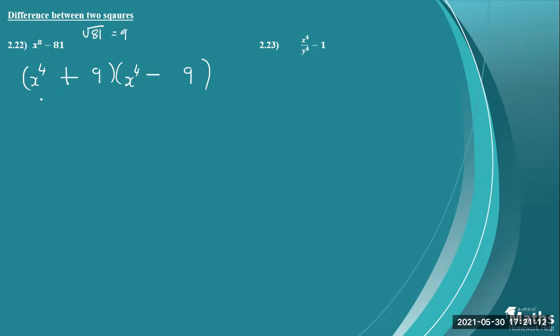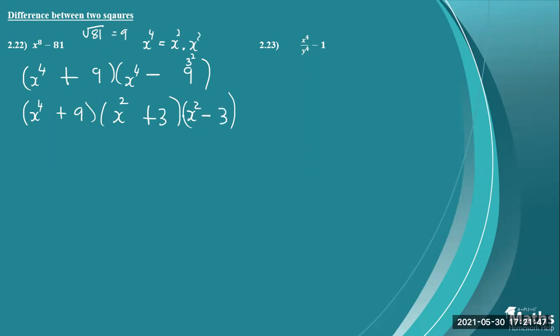Plus and minus. Can I continue with this one? Absolutely, I can. I can continue with x to the power 4 minus 9, you see? How can we expand it? X to the power 4, we can break up into an x squared times an x squared. So there's one x squared, there's another x squared. And what about the 9? You can write it as 3 squared. So 1 3 goes in there, and 1 3 goes in there. And we can't continue with this one.